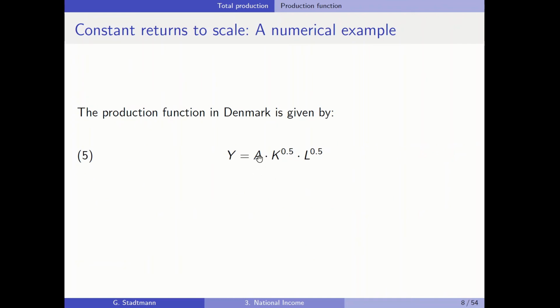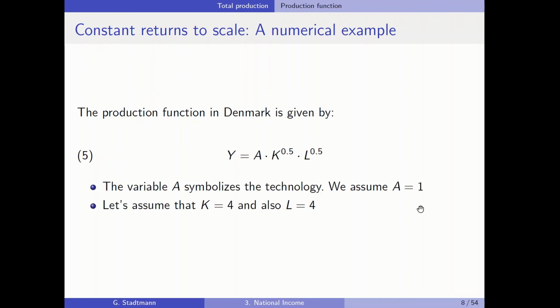Output is equal to A, which is a technology parameter, times K to the power of 0.5 times L to the power of 0.5. As mentioned already, the variable A symbolizes the technology, and we assume right now A is equal to 1.